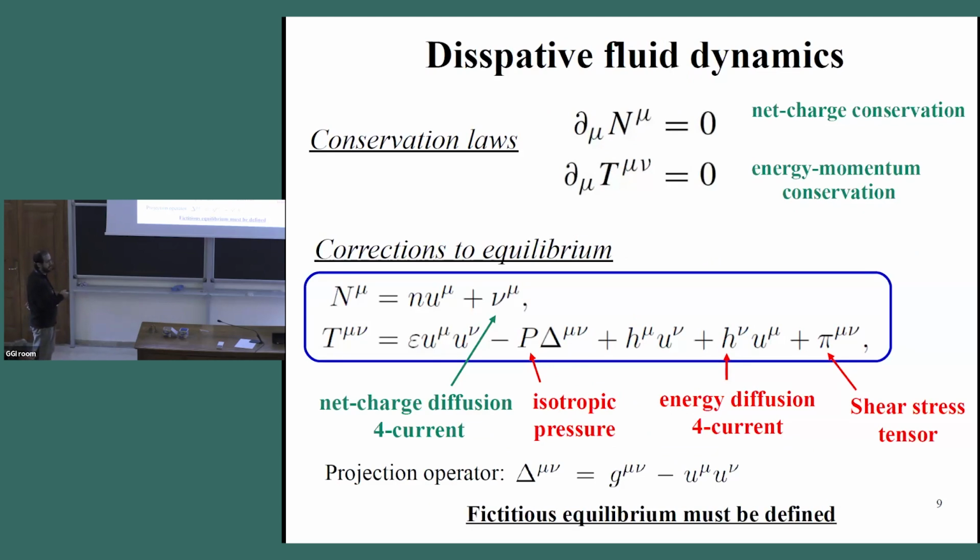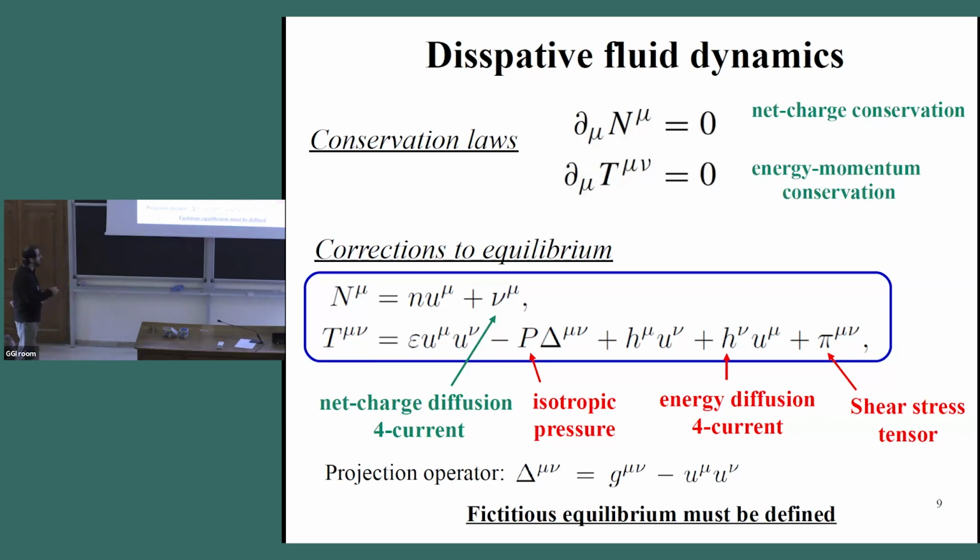Of course, the conservation laws remain, they're general. You're not going to break this fundamental physics, but you try to correct the general form of these conserved currents, and you can see here that essentially you just write corrections to this local equilibrium form. So the net charge current can have something proportional to the velocity as before, but also some correction which is due to diffusion. And also the T^{\mu\nu}, you have this equilibrium part here, and you just add all the possible contributions that could exist.